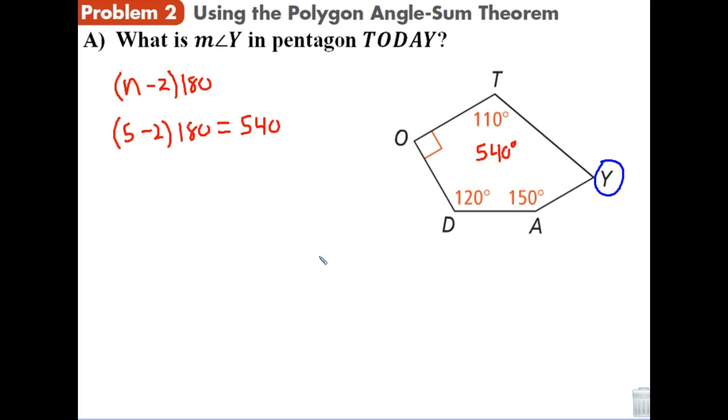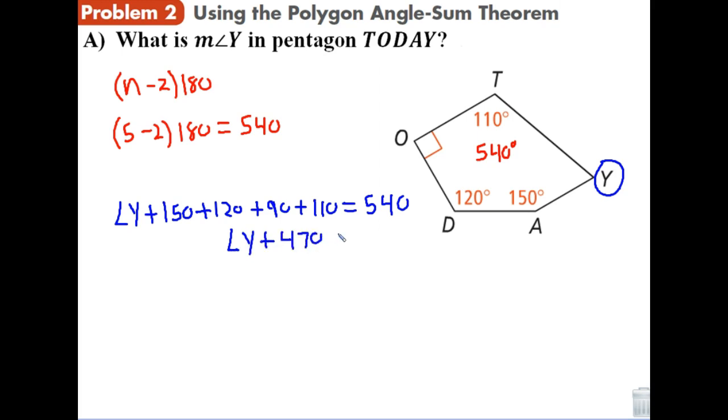What I can do then is similar to solving for an angle of a triangle. I know that angle Y plus 150 plus 120 plus 90 plus 110 is equal to the total interior angle sum, in this case 540. So to get the Y, I can just subtract all these other angles away. Combining like terms here, we could say that angle Y plus 470 is equal to 540. And again, we'll subtract that 470 from both sides, which gives us measure of angle Y equal to 70 degrees.